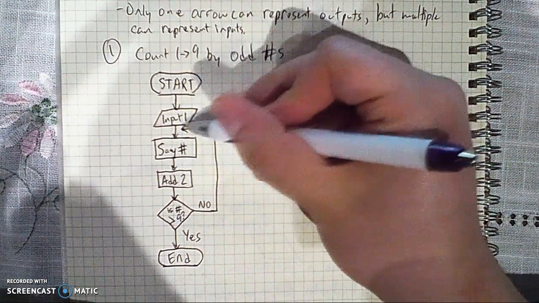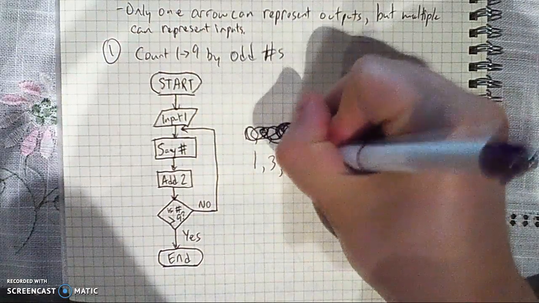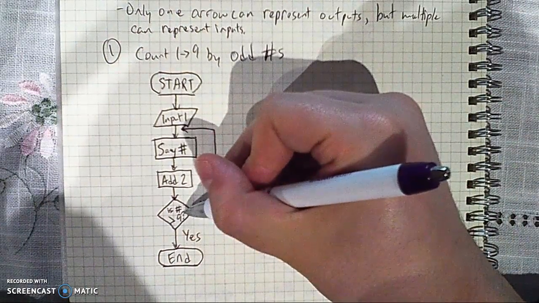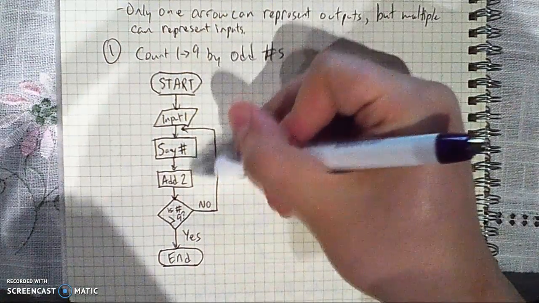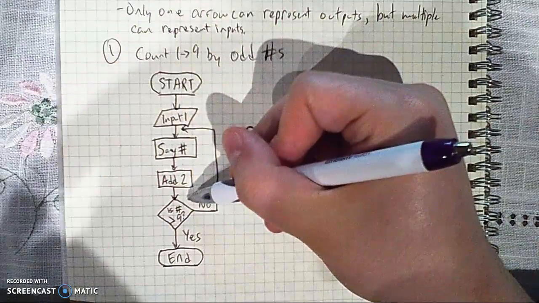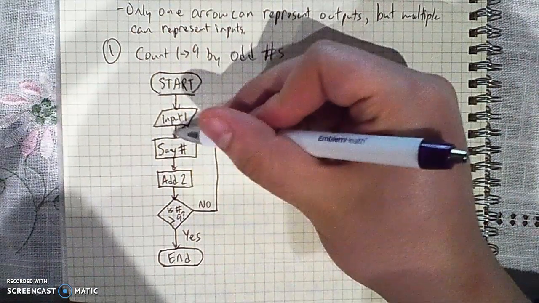Nope. Goes back. Says the number, 5. Adds 2, we're at 7. Is it greater than 9? Nope. Goes back. Says the number, 7. Adds 2, we're at 9. Is 9 greater than 9? No, it is not. We loop back.